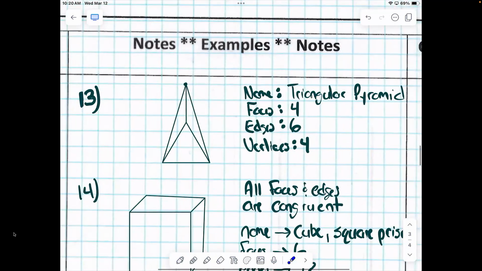This is a triangular pyramid because why? What's the base? Triangle. And all of the sides make what shape? Triangles, right? And all of the edges come to a point. So it's a pyramid, right? Yes. Same idea. We can count faces, edges, and vertices, yes?